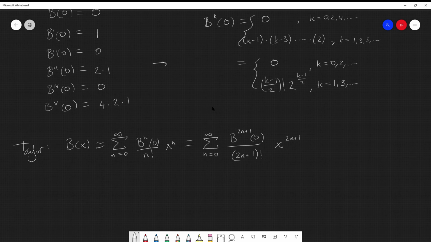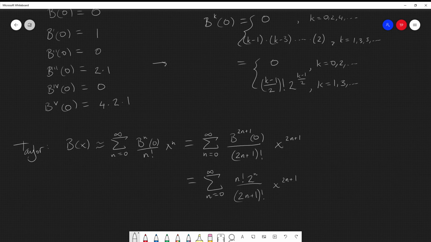And then now we can substitute in the value that we worked out for b to the 2n plus 1, that derivative. Because we know it's always odd, we know it's always going to be the value that we worked out here. So that is equal to the sum from n equals 0 to infinity of, and now we sub in 2n plus 1 for k, so we get n factorial times 2 to the n. And that was the b of 0 part, and then we divide by 2n plus 1 factorial, and then we have this term.